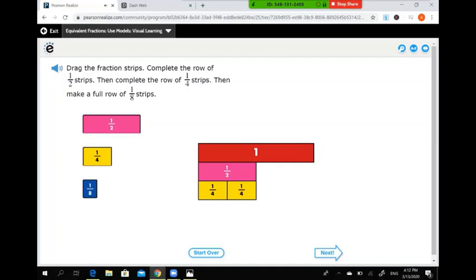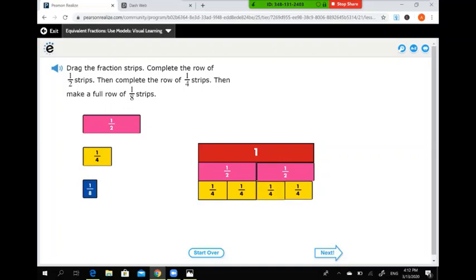To make a whole using 1/2 strips, I need two of them to make one whole because it's out of two. To make a whole using 1/4 strips, I should use 4 of them. 4 1/4 strips make one whole. So this is 2/4, this is 3/4, and 4/4.